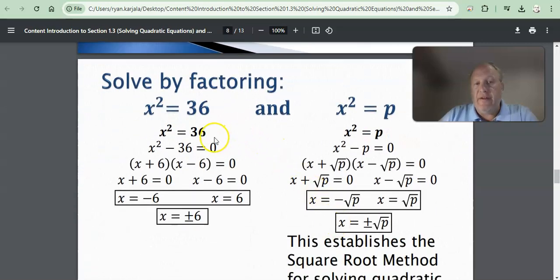And then you can solve by factoring on these. Again, same thing. x squared equals 36. Move the 36 over, so your equation equals 0. Now this one is a difference of squares, x squared and 36. So you see how that works. And this one you're going to use the square root method, which you take the square root of p.